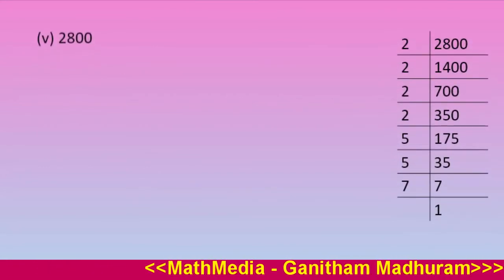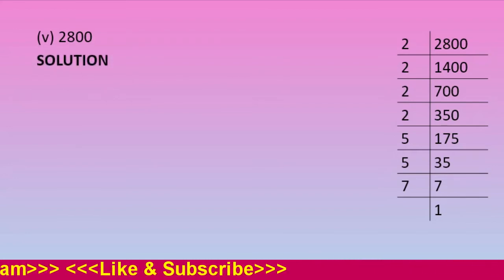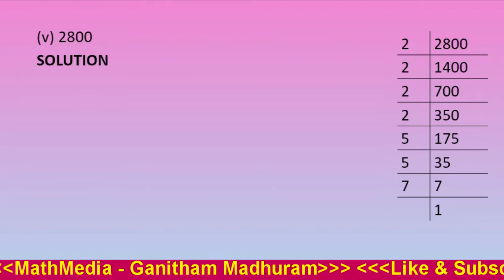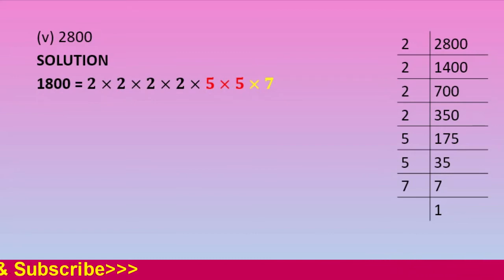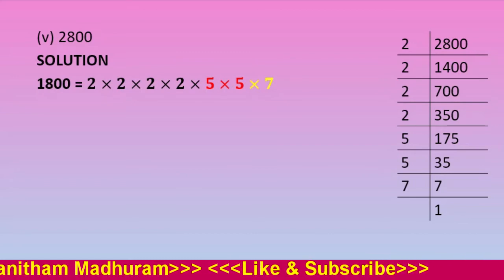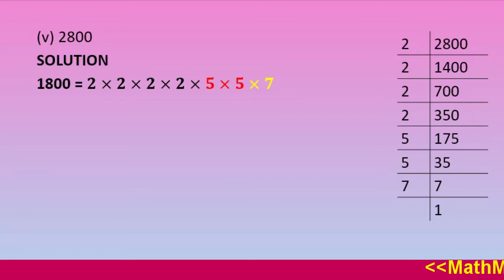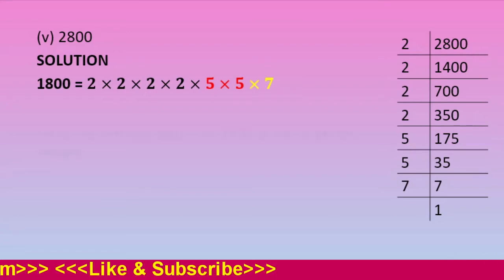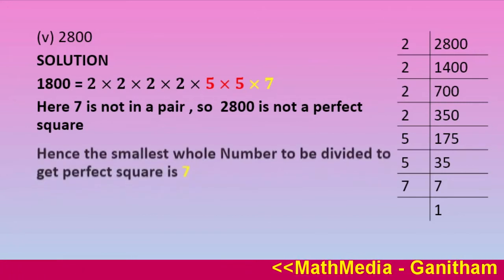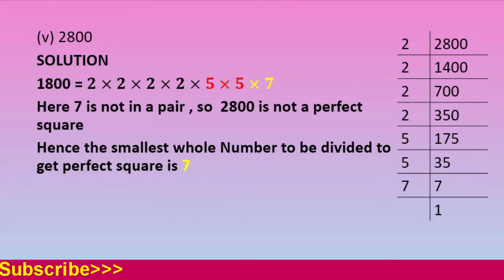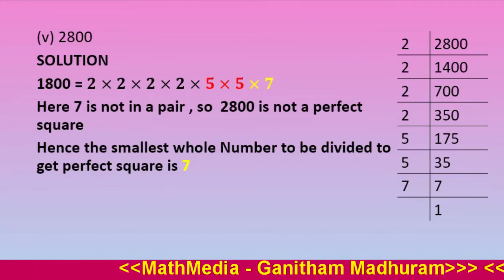Now, our next question, 2800. First, we have to do the prime factorization of 2800. The prime factors of 2800 are 2 multiplied by itself 4 times, multiplied by 5 into 5 into 7. Observe the prime factors. We can see that 7 is not in a pair. Hence, the smallest whole number to be divided to get the perfect square is 7.